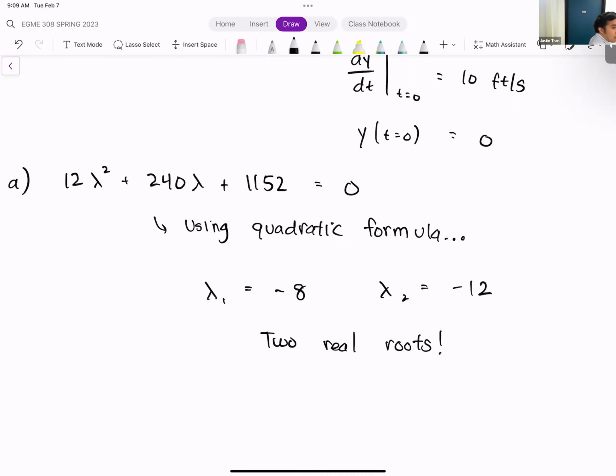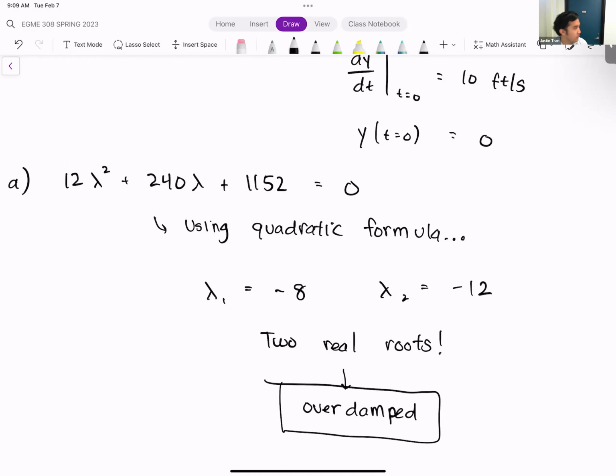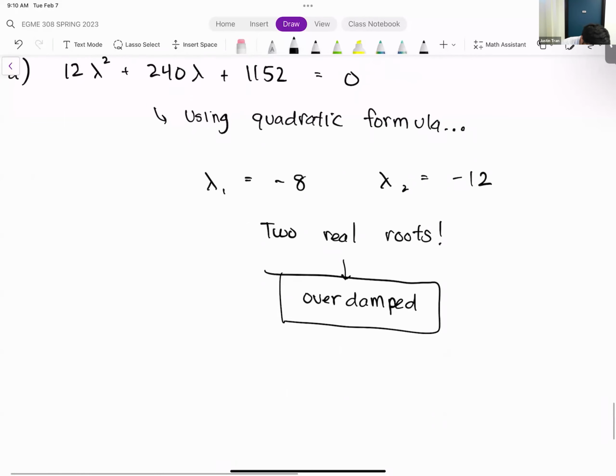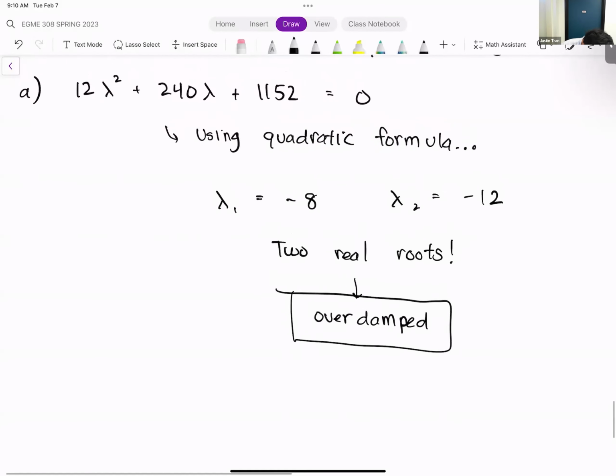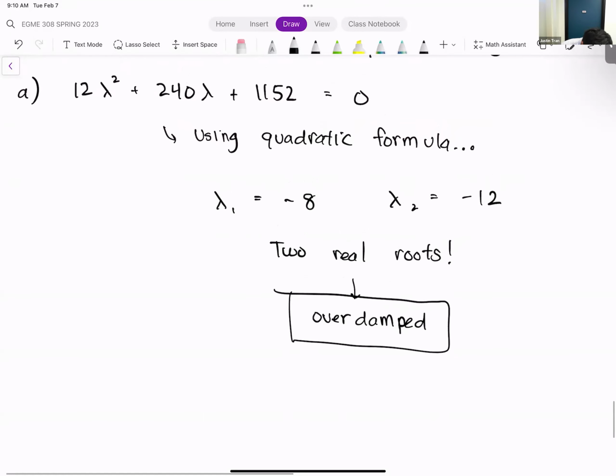We look back at our categories from earlier. We know that if we have two real roots, then this system is going to be overdamped. That's part A. We found the roots of the characteristic equation, and we saw that there are two real distinct roots. That tells us our system is overdamped. Okay, so that's part A.